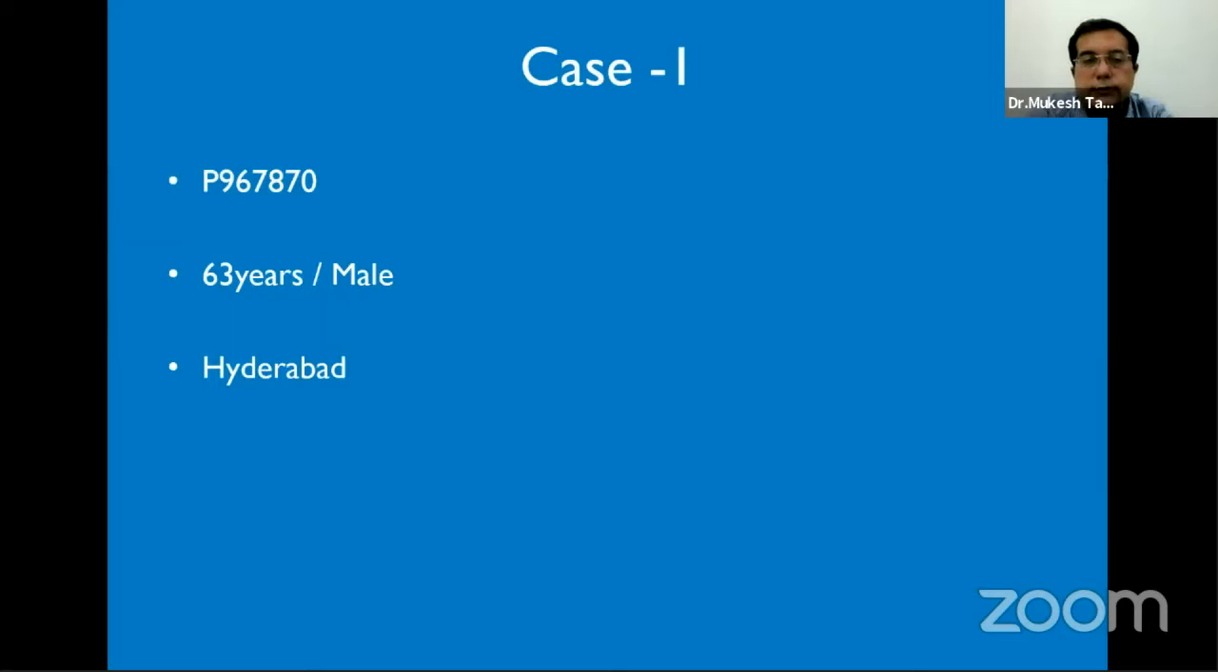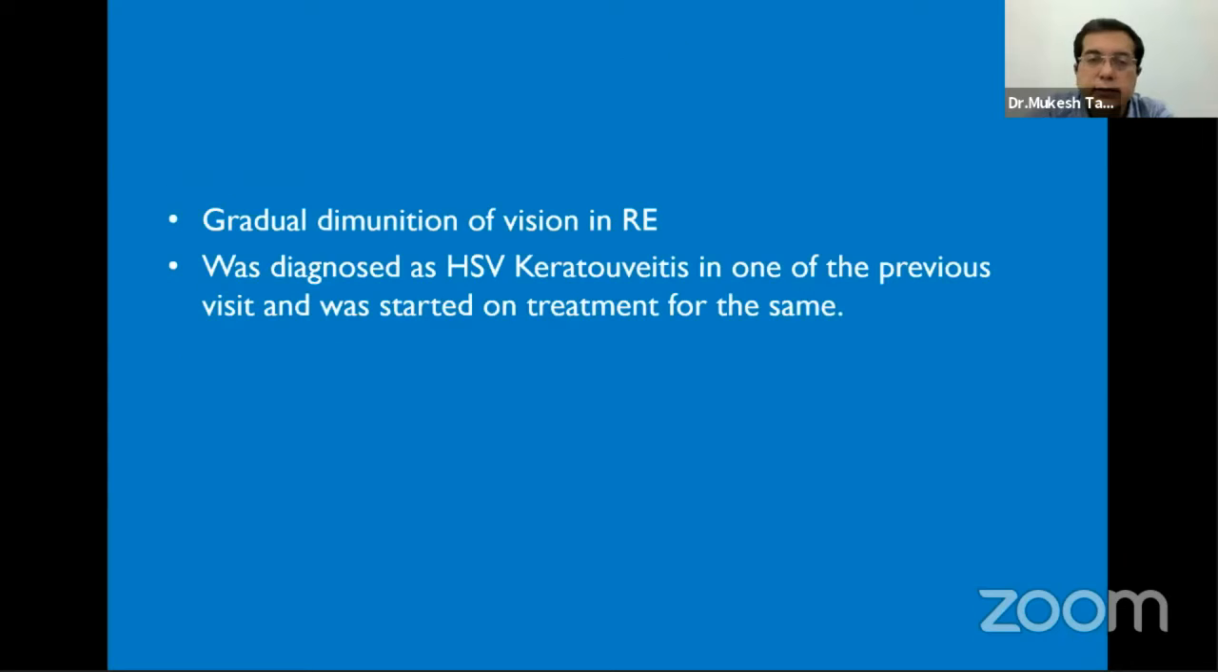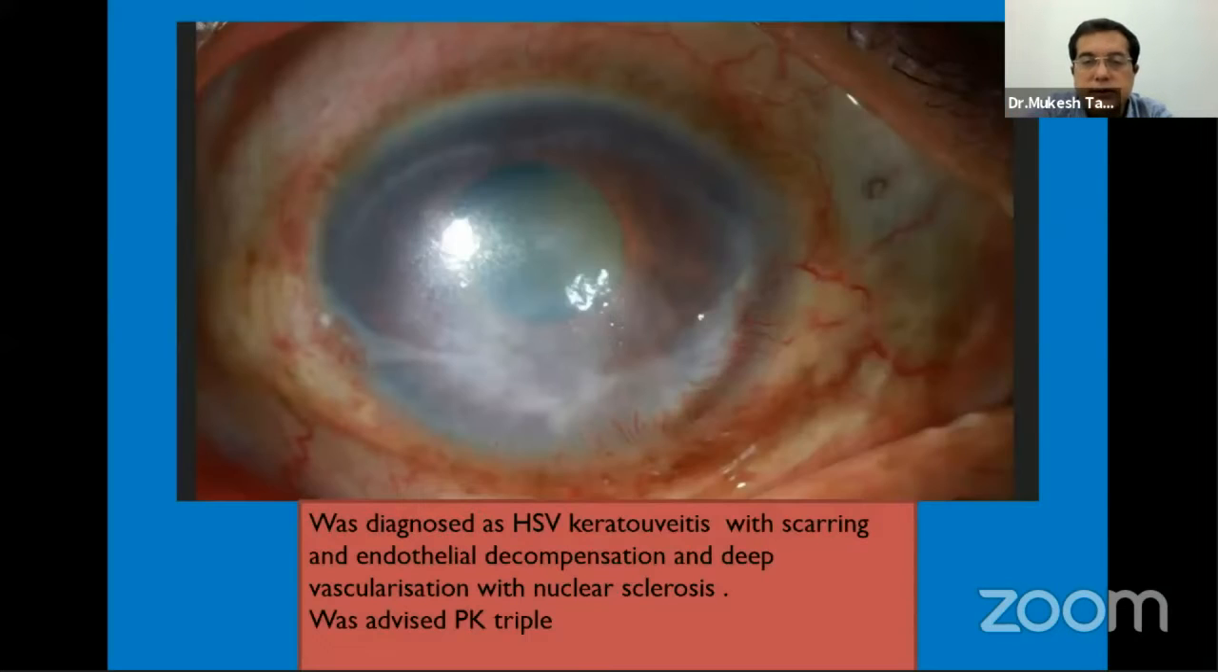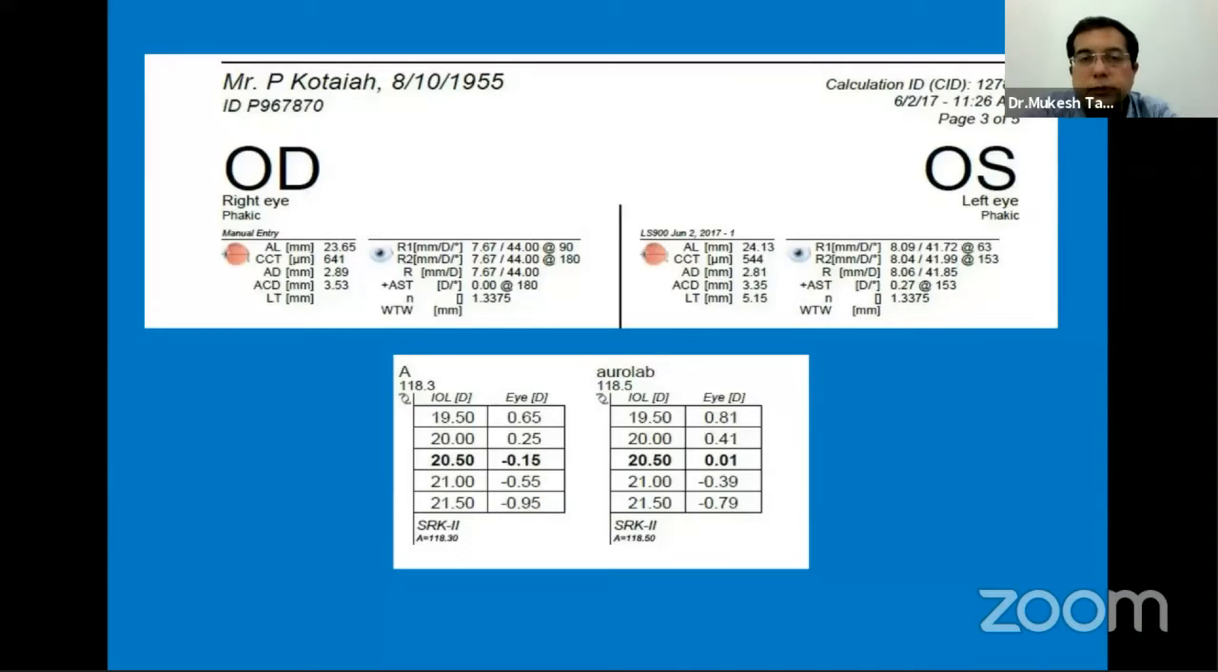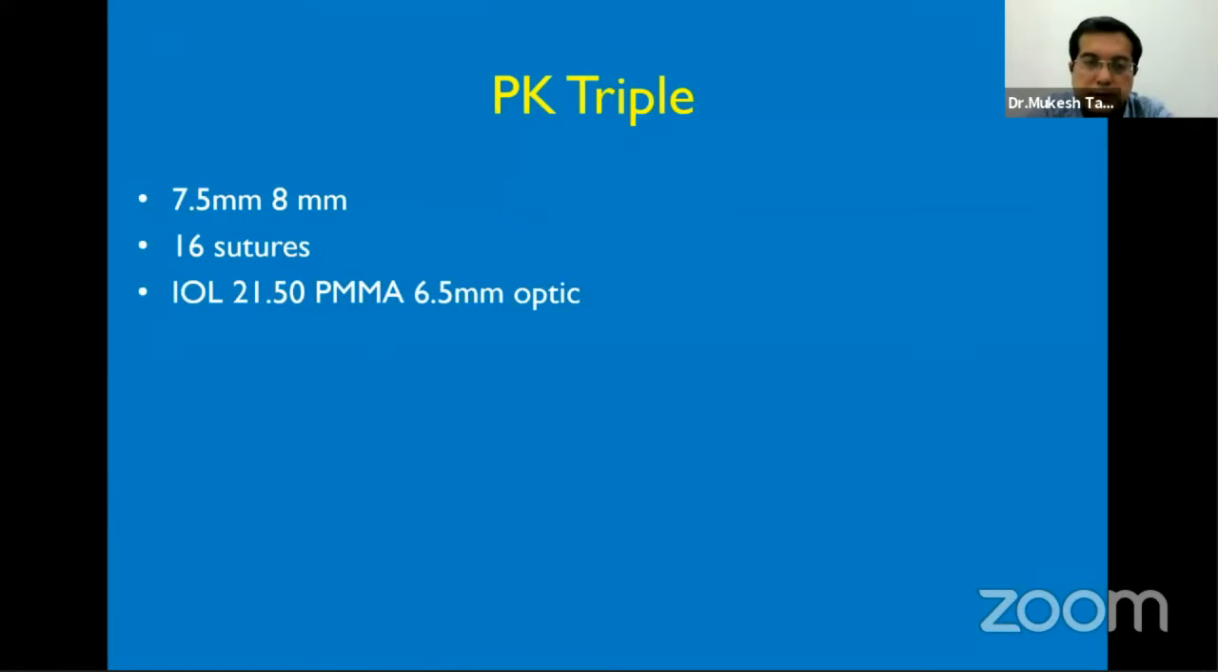So this is a case of a 63-year-old gentleman who was being treated by us for HSV keratouveitis. When he came to us at this particular visit, his keratitis and uveitis was stable, and he had a scarring and a cataract, which was responsible for his diminution of vision. So the plan was to do a triple procedure. We took a keratometry, a standard K of 44 diopters, and based on that, the IOL power calculation was 21.5, which was used for this particular patient. So a routine standard PK triple was done.